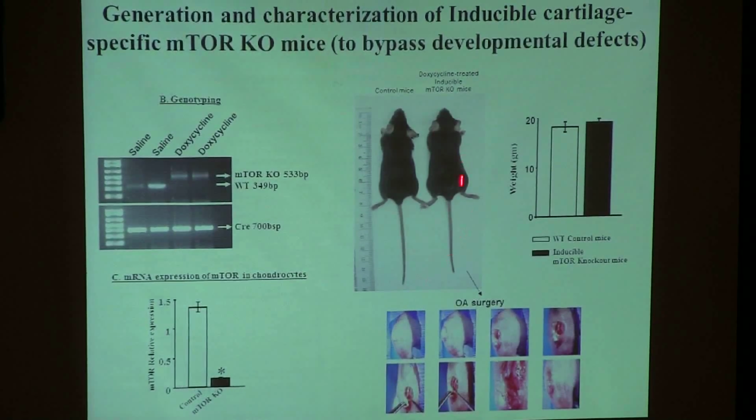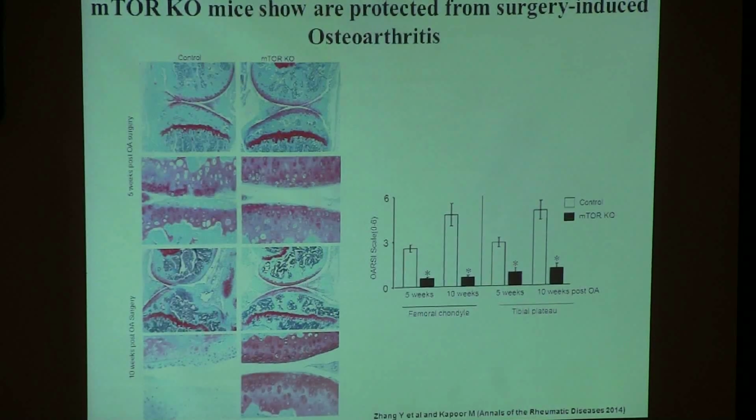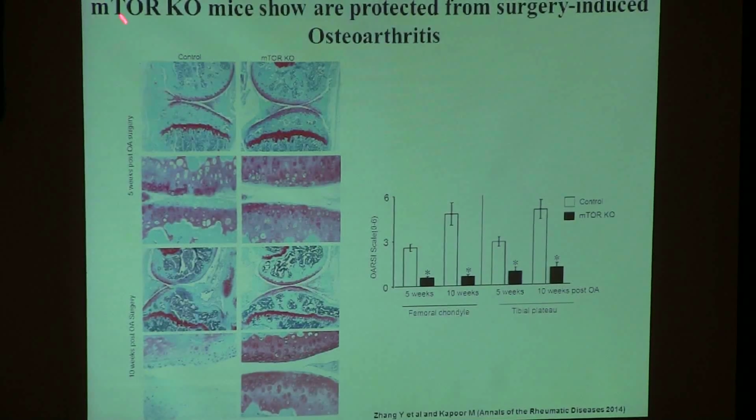Then we subjected these mice to our mouse model of OA surgery, which is the destabilization of medial meniscus model. This model is a very subtle model as opposed to other models. It results in slow progression of osteoarthritis, which is more reflective of human OA pathogenesis. Now, if you look at the mice subjected to osteoarthritic surgery, the left-hand side is the control mice. You have the mTOR knockouts on the right-hand side.